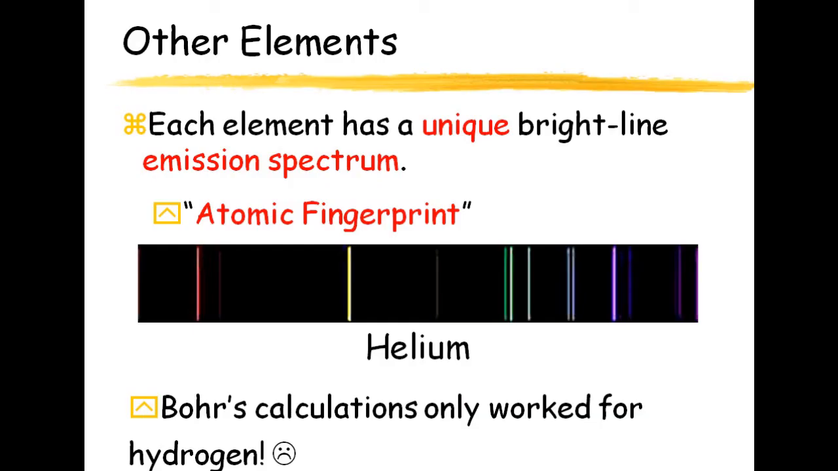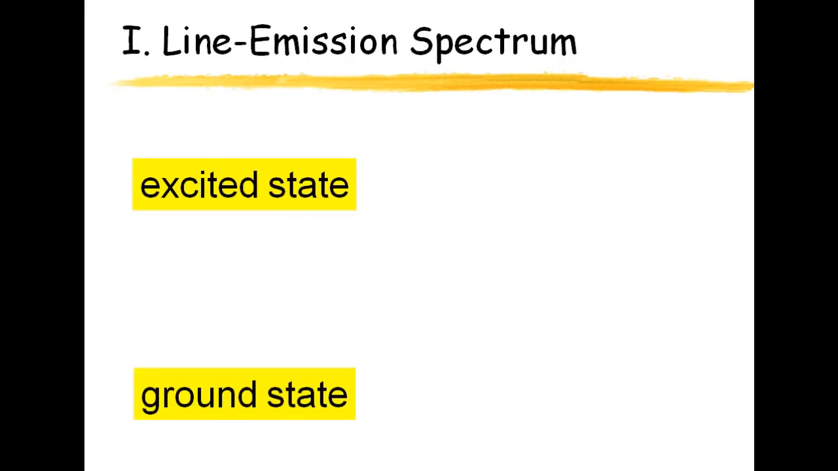Each element has a unique bright line emission spectrum, or atomic fingerprint. For example, this is the emission spectrum for helium. Bohr's specific calculations only work for hydrogen. We can create line emission spectrums based on the photons that are released from an atom.